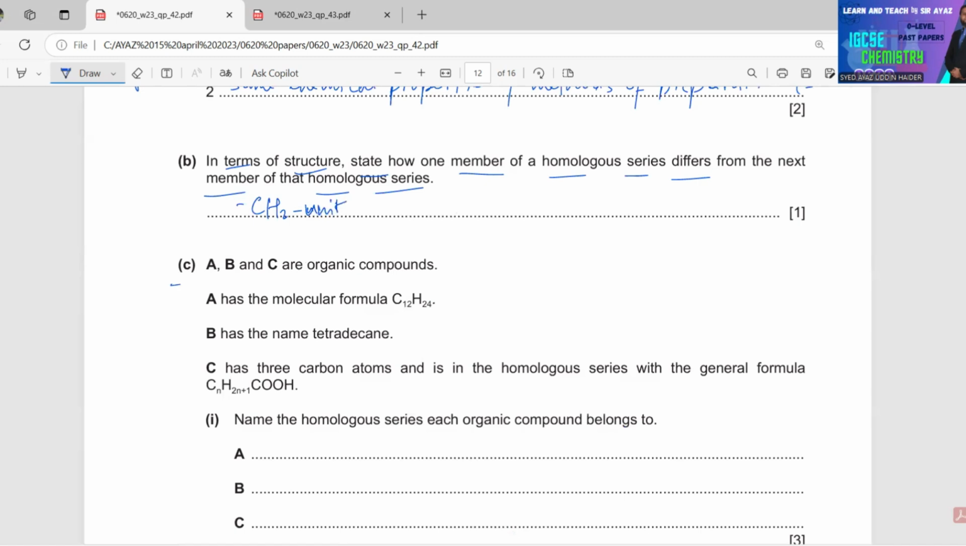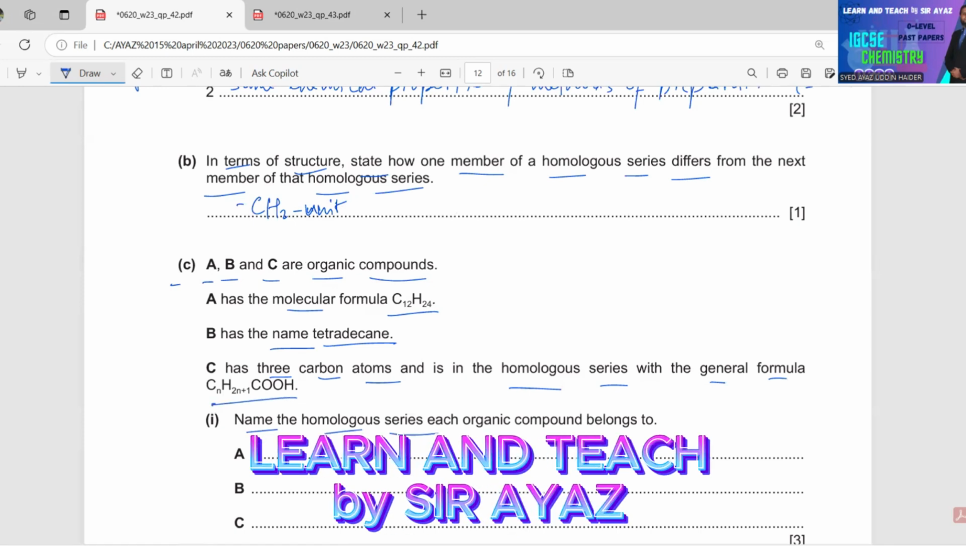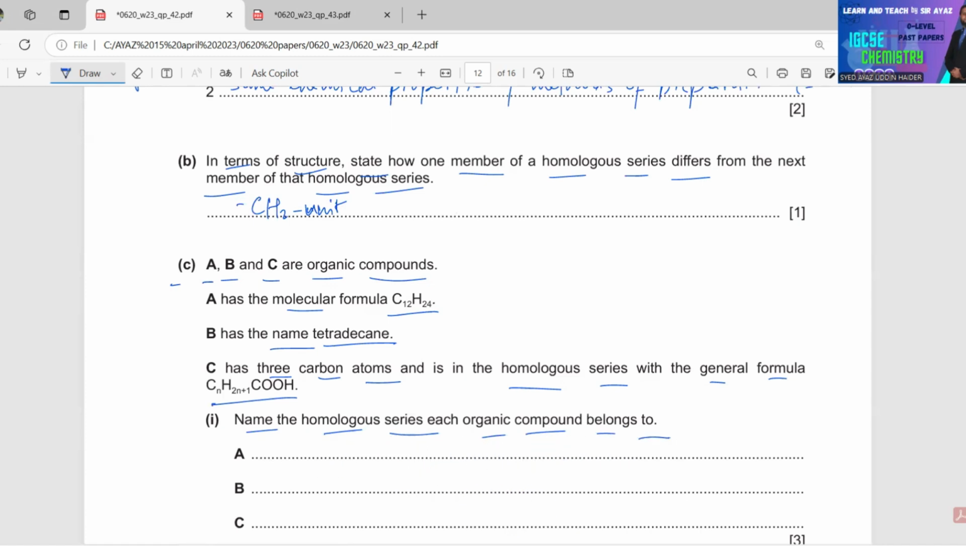C, A, B, and C are organic compounds. A has a molecular formula C12H24. B has the name tetradecane. C has 3 carbon atoms and is in the homologous series with the general formula CnH2n+1COOH. Name the homologous series each organic compound belongs to.